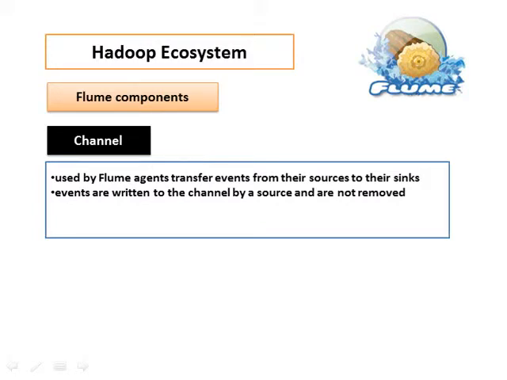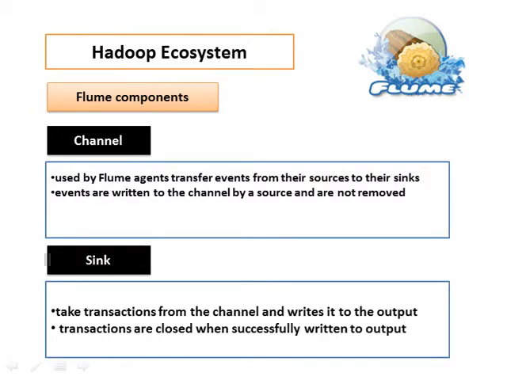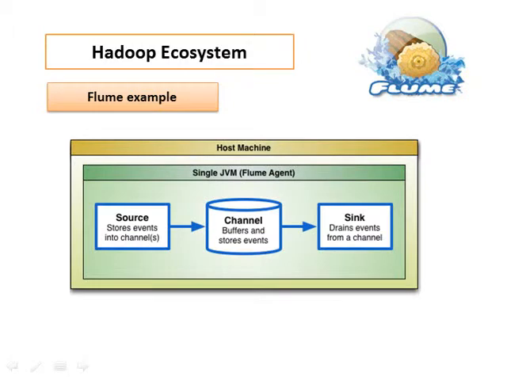Channel. The channels are used by Flume agents to transfer events from their sources to sinks. Events are written to the channel by a source and are not removed. Sink. The sink takes transactions from the channel and writes them to the output. Transactions are closed when successfully written to the output.